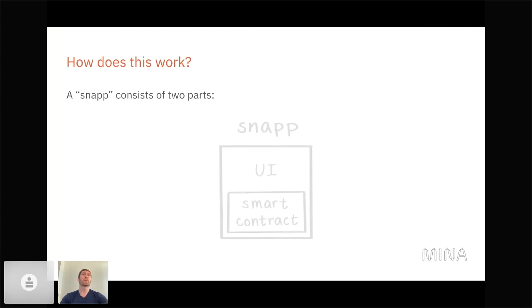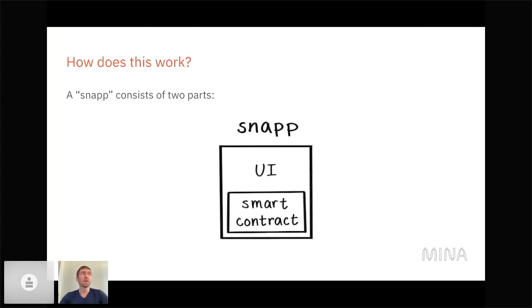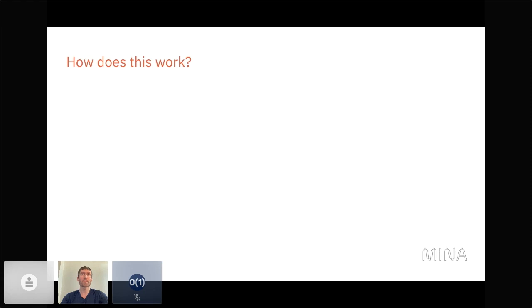So how does this work? A snap, as we call it, to define the terminology, we use the word snap to represent both the user interface and a smart contract within it. So most of the content of this bootcamp is going to be focused on the smart contract aspect of things. So the smart contract is what's written with SnarkyJS.